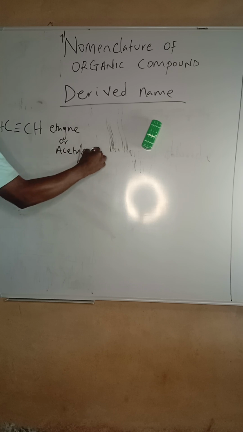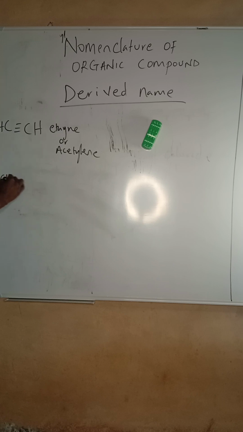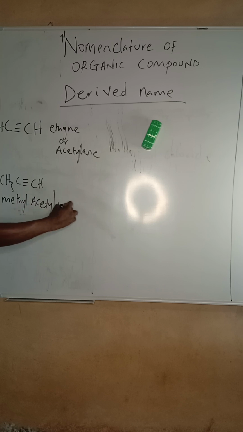Or, popularly, it has a trivial name, though I'll have to look at trivial names in our next class, called acetylene. So this is acetylene. So I can say CH3, C triple bond, CH. Now, it's like replacing hydrogen in acetylene with CH3. So I'll call it methyl acetylene, which, in IUPAC standard, is called propyne. Methyl acetylene.